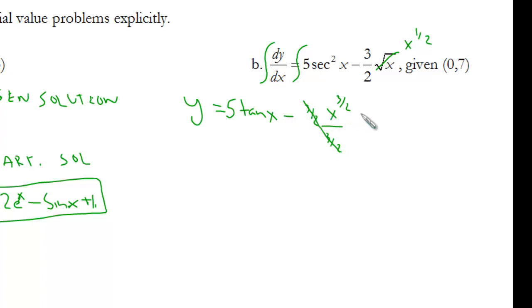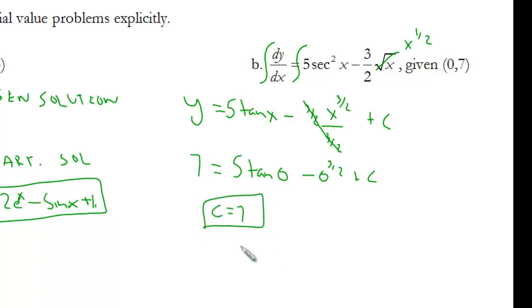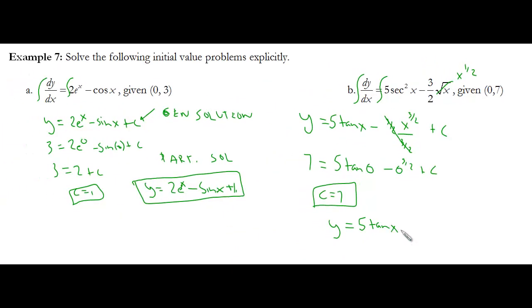All right, and we also need a plus c again. So we can plug in our 0, 7. So when y is 7, we end up getting 5 times the tangent of 0 minus 0 to the 3/2, and that enables us to find c. Tangent of 0 is 0 times 5 is 0, so c equals 7. So then our final answer is y equals 5 tangent of x minus x to the 3/2 plus 7. And that is the solution to that differential equation.